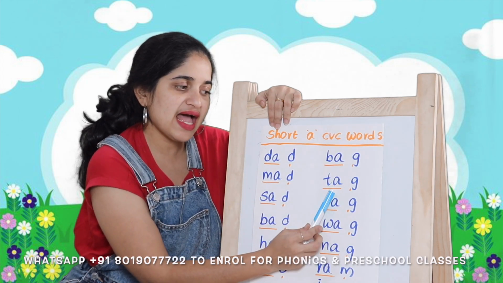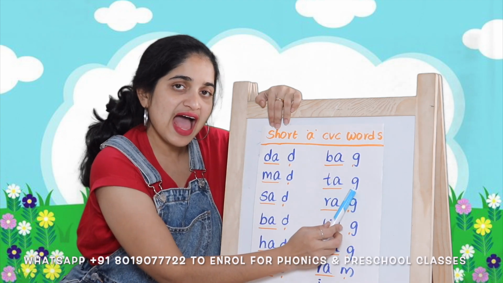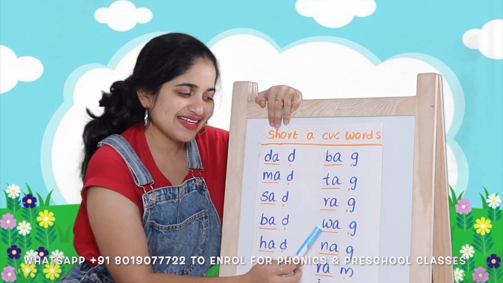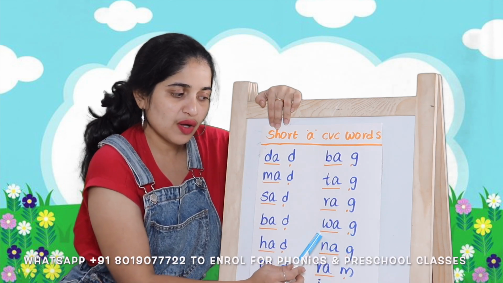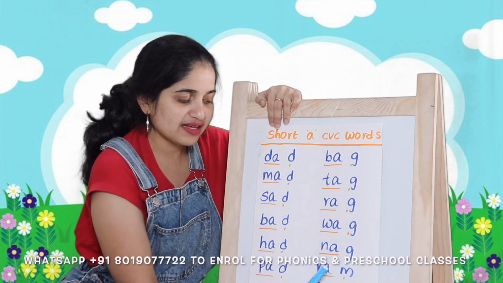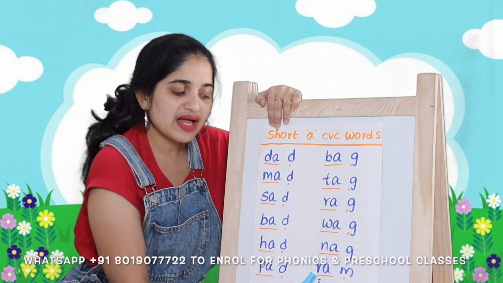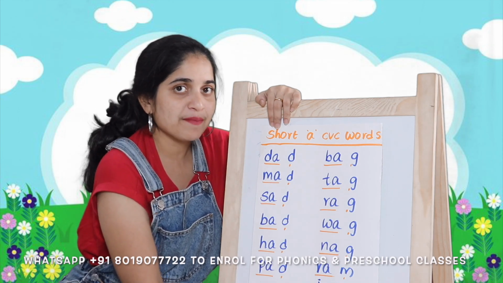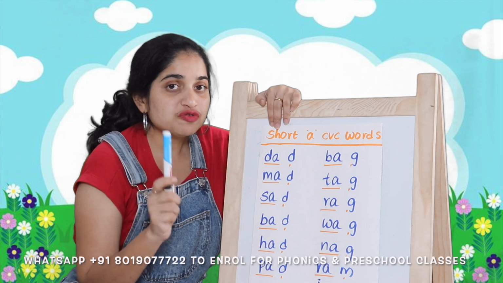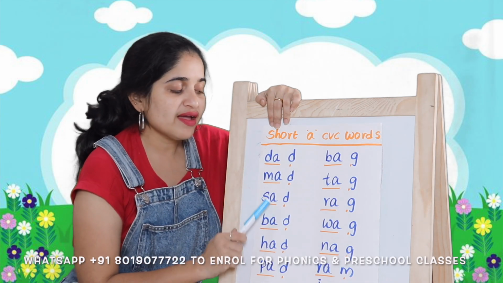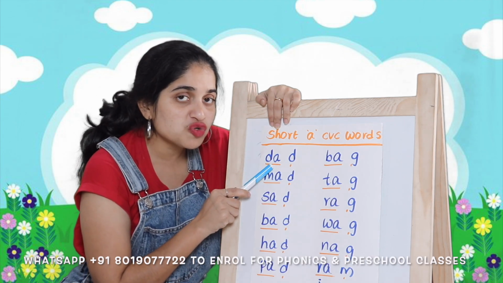Bag. Tag. Rag. Wag. Nag. Ram. Jam. Now, I want you to try teaching 3-letter words in this way, where you read the first 2 letters together, then attach a 3rd consonant.